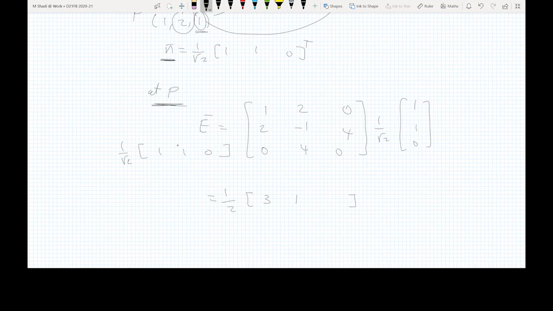And then finally, I have 0 multiplied with 1. 4 multiplied with 1, this is 4. And then 0 multiplied with 0. So this is 0 except for 4 multiplied with 1.